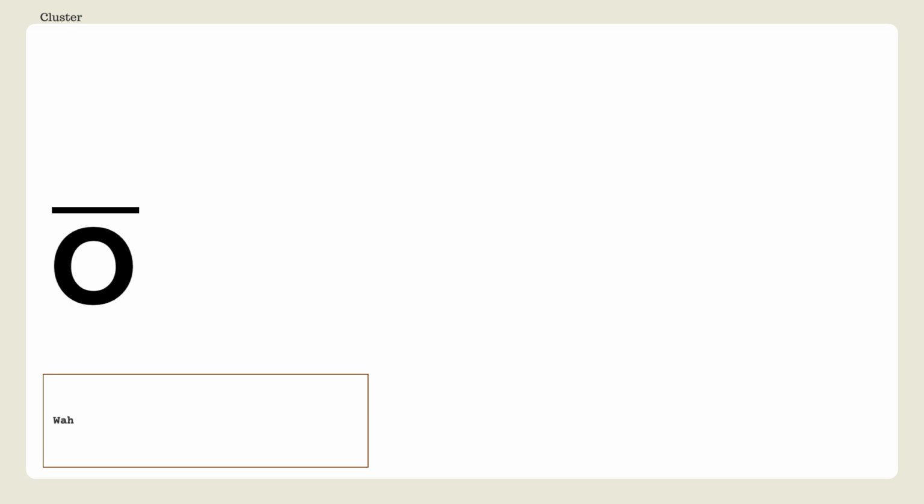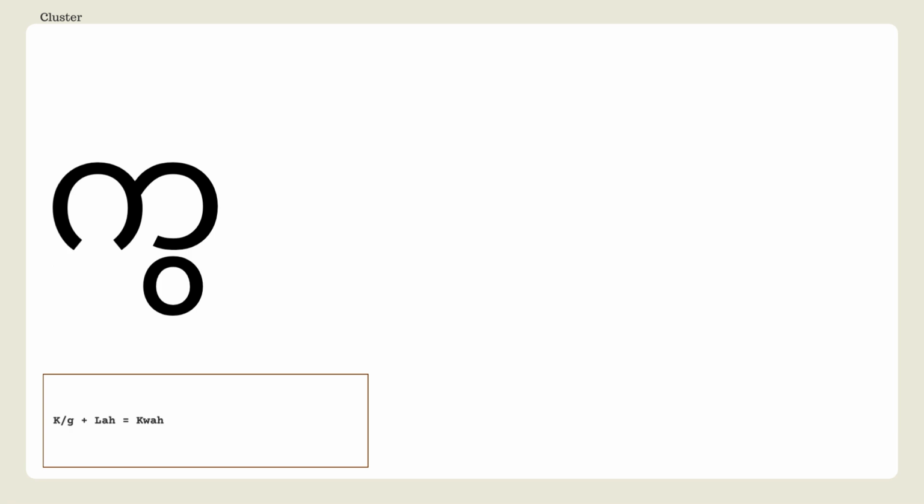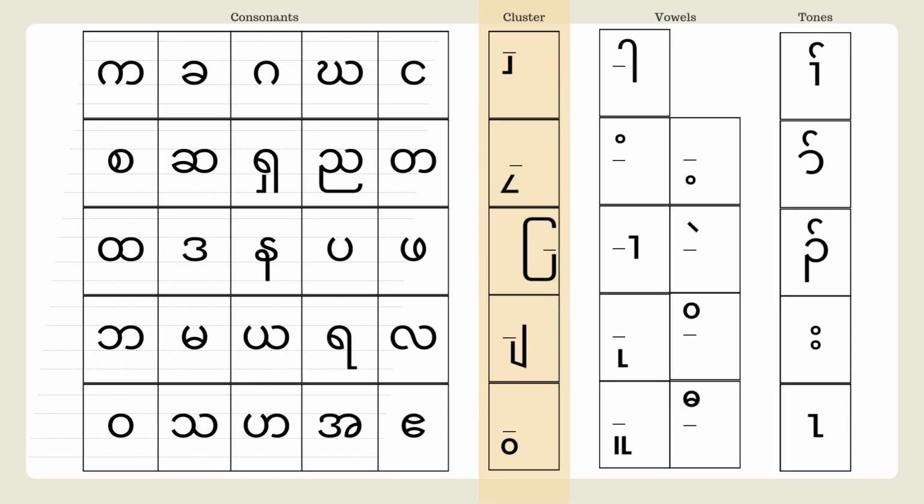Our last cluster is another wa. This is a wa. It's a small circle. It's not a dot, it's a small circle under the consonant. Let's see the example. Ga, wa, gua. Okay. So far we have learned all our 5 clusters.